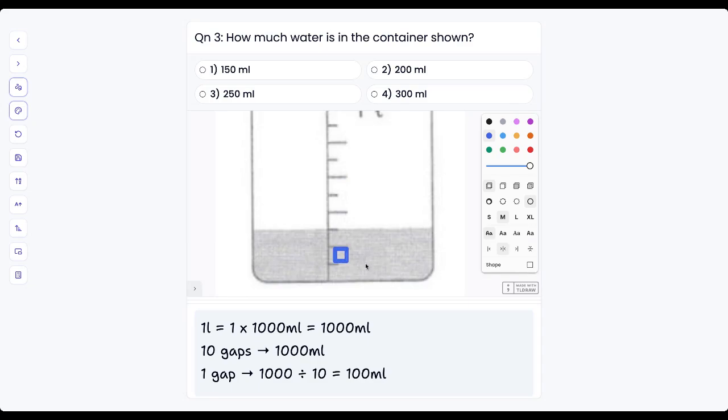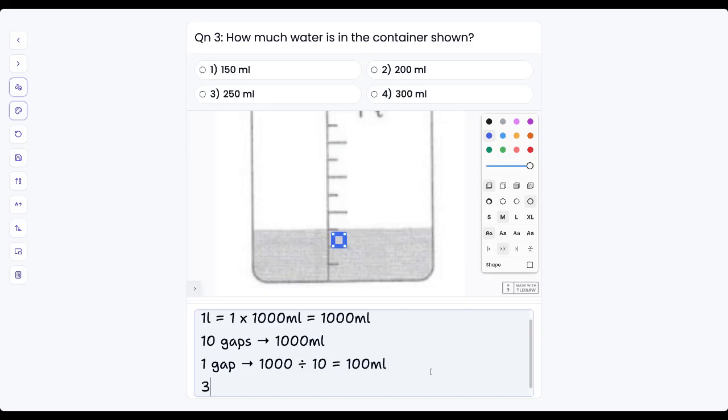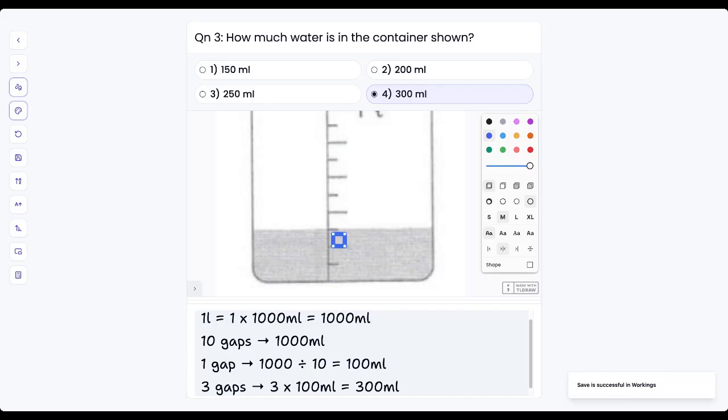Now, how many gaps do we have in the water? We have 1, 2, and 3. So 3 gaps is equal to 3 times 100 milliliters, which is equal to 300 ml. So the answer to this question is option number 4. Okay, there you go. So that's the answer. All right, let's move on to the next question.